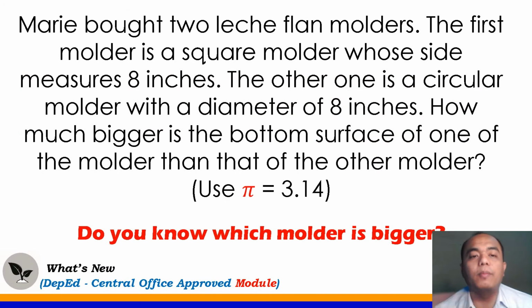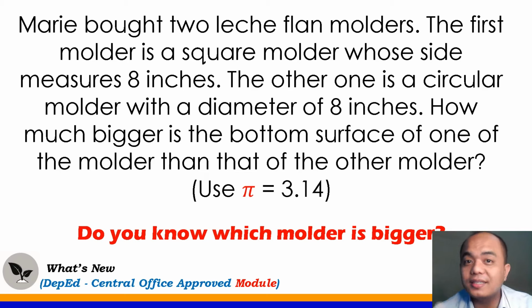Now, I have here a problem. Let's read this. Marie bought 2 leche flan molders. The first molder is a square molder whose side measures 8 inches. The other one is a circular molder with a diameter of 8 inches. How much bigger is the bottom surface of one of the molders than that of the other molder? Use pi equals 3.14. Do you know which molder is bigger? Anong molder ang mas malaki?